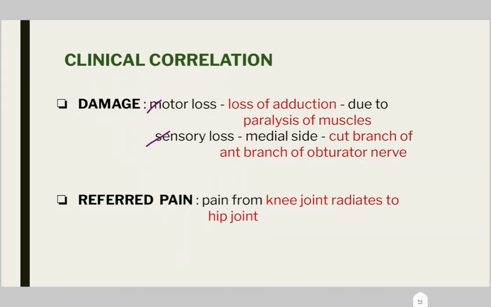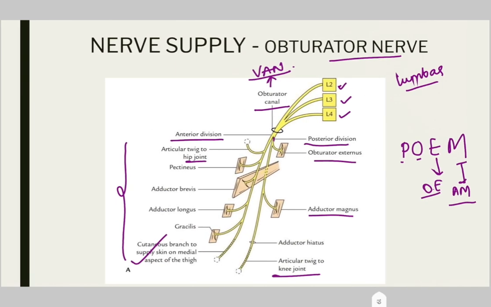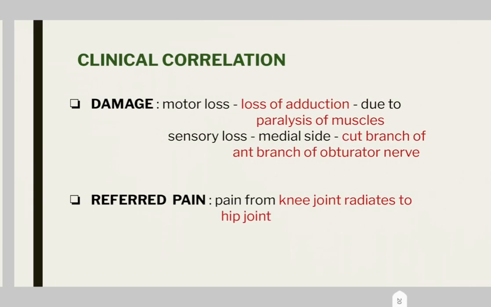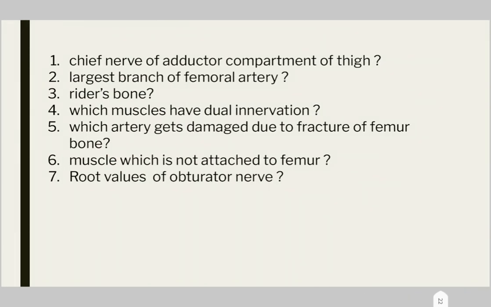Coming to the clinical correlation, what happens if obturator nerve gets damaged? It will lead to motor loss and also sensory loss. Motor loss is due to loss of adduction. This is due to the paralysis of the muscles. And coming to sensory loss, the anterior division of obturator nerve supplies the skin of the medial side of thigh. Damage of the obturator nerve will lead to sensory loss. And coming to referred pain, as we have seen here, anterior division gives a branch to the hip joint and the posterior division gives a branch to the knee joint. So if there is any injury, the pain will radiate from the knee joint to the hip joint. I hope this is clear.